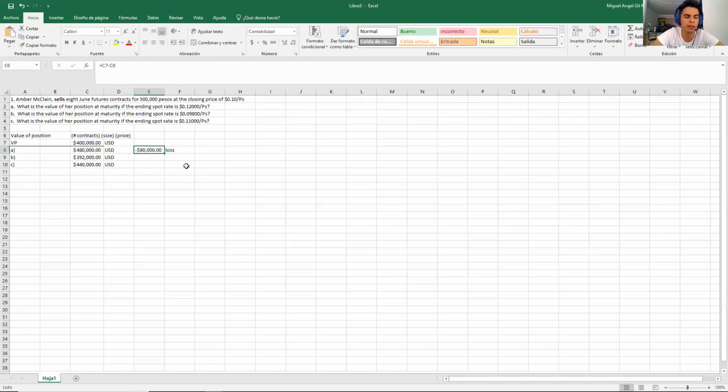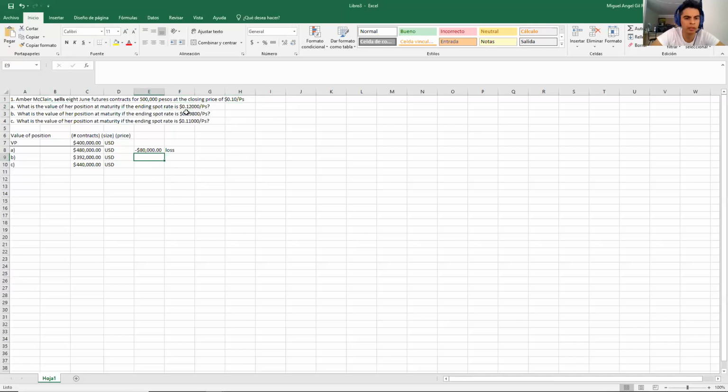So I need to calculate the difference. It will be minus 80,000. So it's a loss because the market is more expensive than in the future, and that for me is bad because I am forced to sell. If this would be a long position like buying, I will be happy, right? Because I will be paying less than what the market is. So let's do the next one.